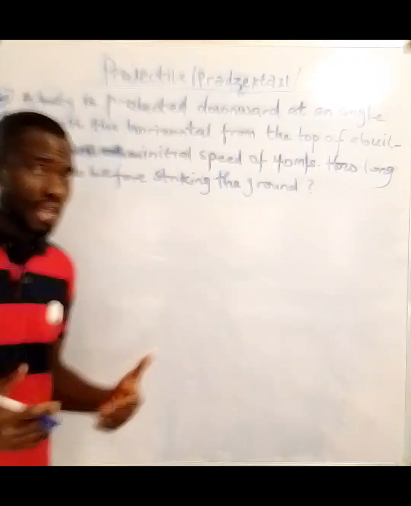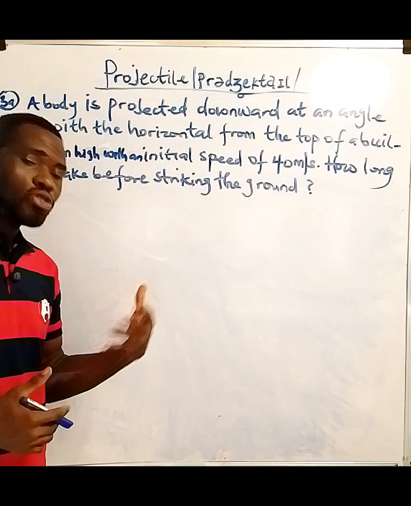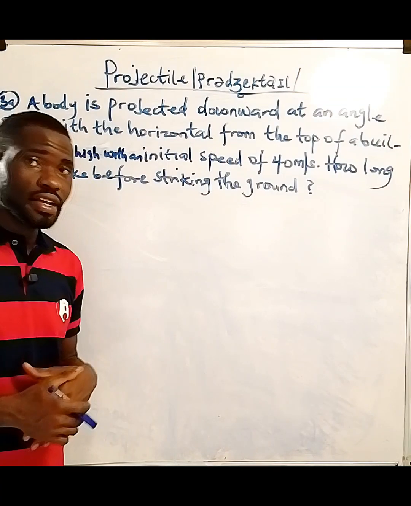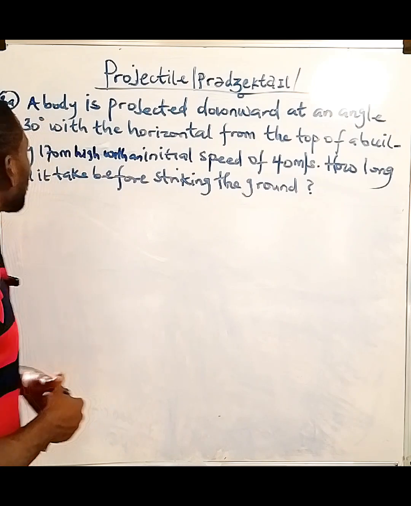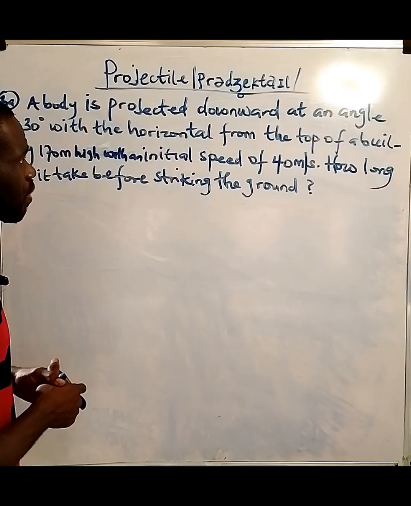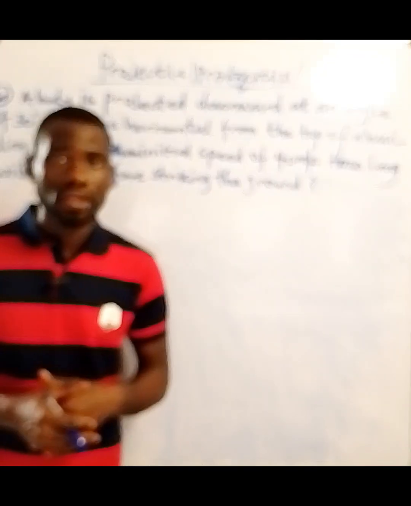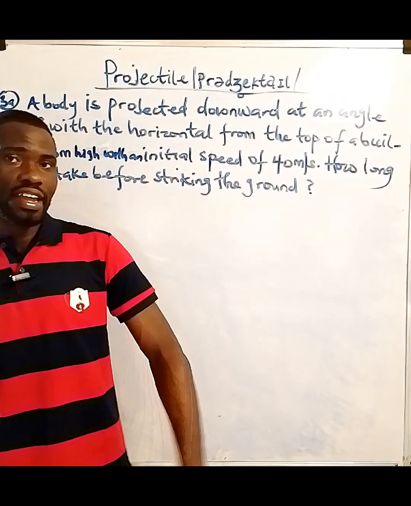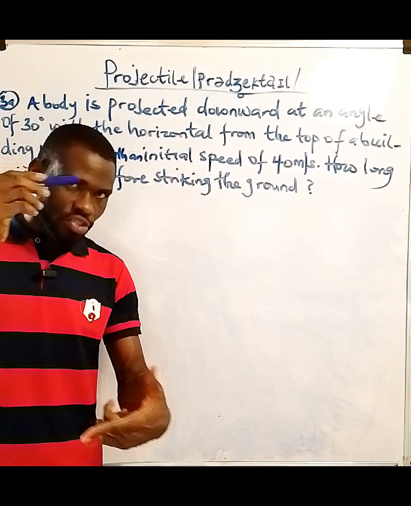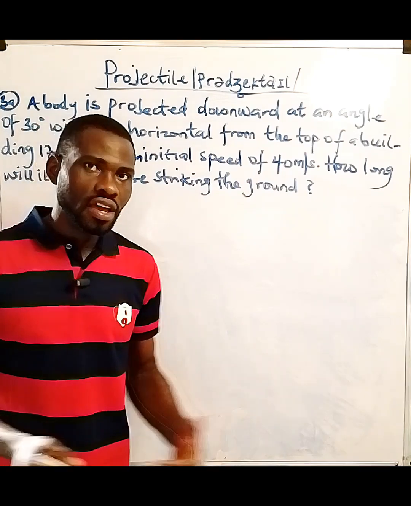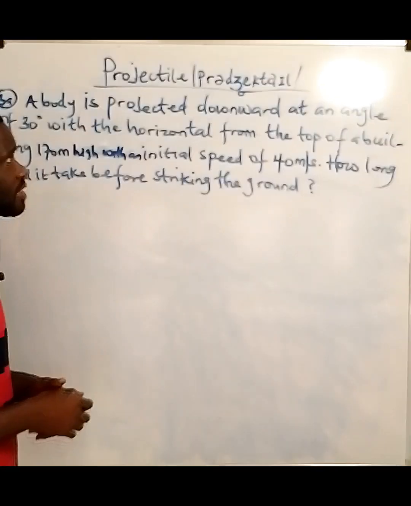So the first thing we have to do is to get a pictorial interpretation of this very question to help us understand what we're about to do. So don't forget, the body is being projected downward, unlike other kinds of examples we've worked on in the past. Bodies were projected upward at an angle with the horizontal, but this time the body is being projected downward. So let's see how we can interpret this.